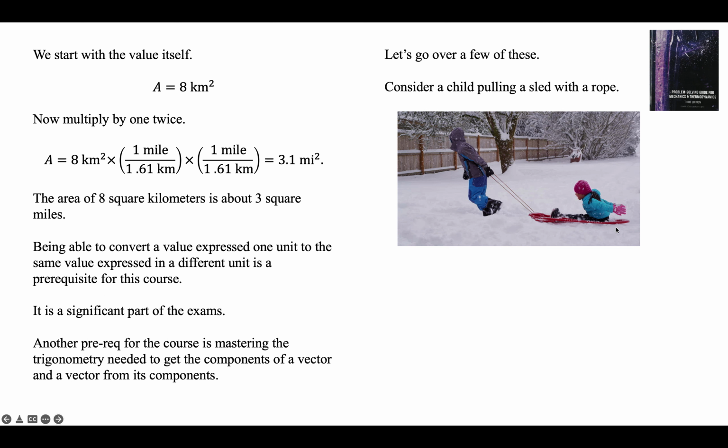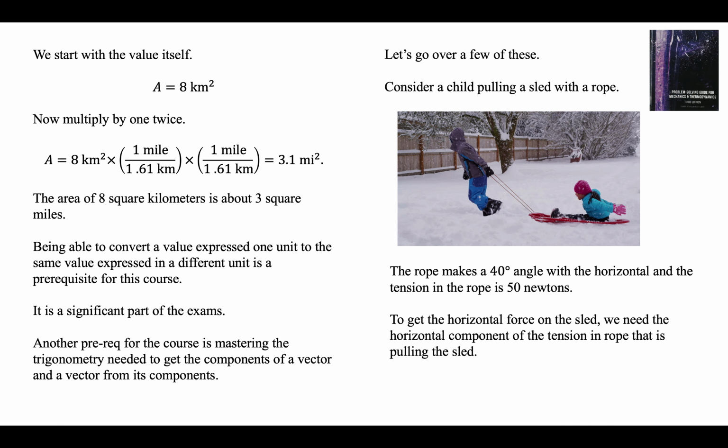The sled is moving in the horizontal direction. It's not moving in the vertical direction. We would like to get the horizontal component of that force. The rope makes an angle of 40 degrees above the horizontal, and the force is 50 newtons. How much of that 50 newtons is horizontal?